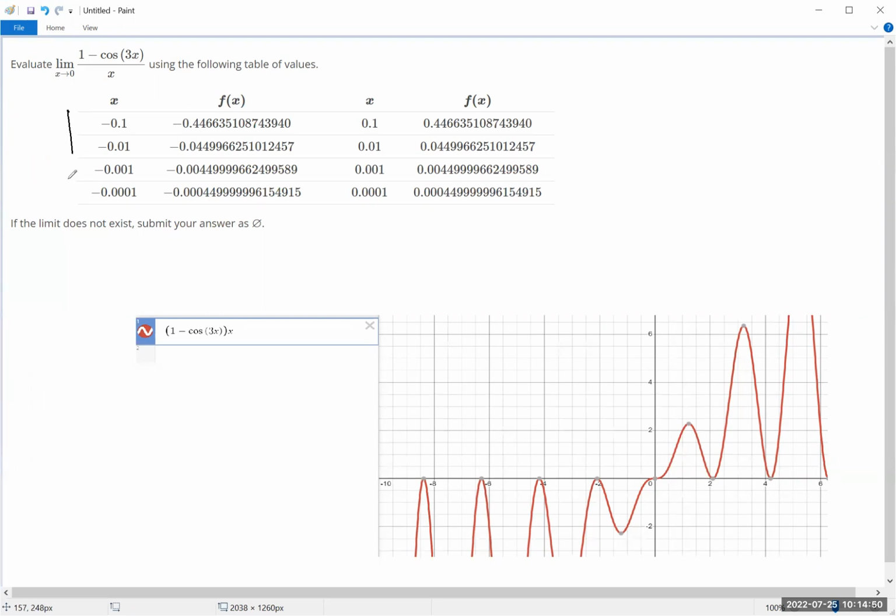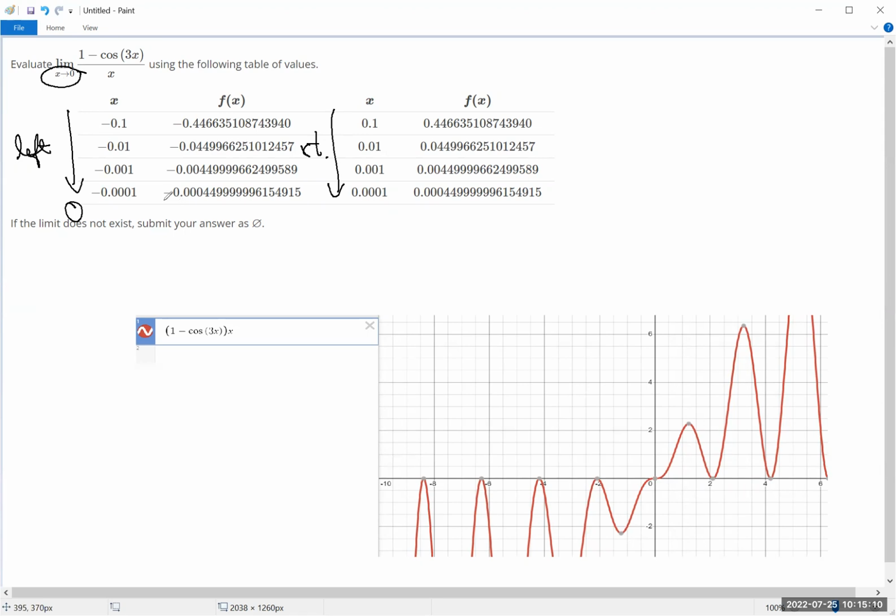this is approaching 0. And this is also approaching 0. And we are looking at the limit as x approaches 0. This is approaching from the left. And this is approaching from the right.